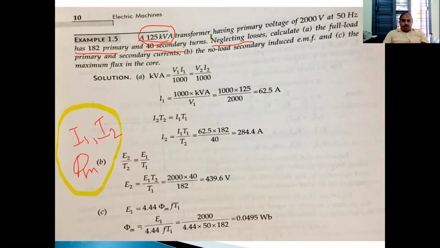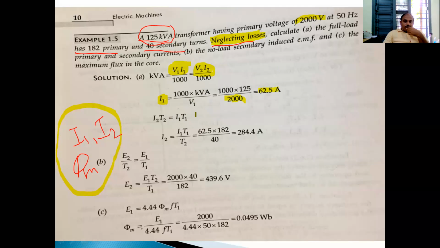If the losses in the transformer are neglected, it means the primary volt amperes, primary voltage into current, equal the secondary voltage into current. So if you want to calculate the primary current, I1 equals the power rating 125 into 10 power 3 divided by the primary voltage, which is 2000 volts. So I1 equals 62.5 amperes.